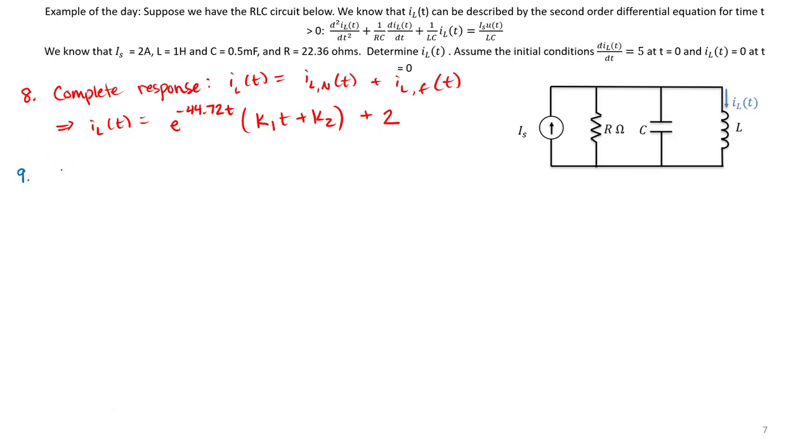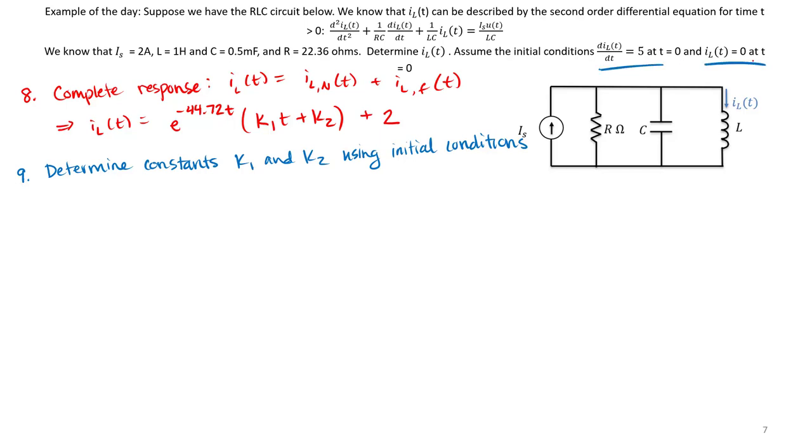And in step 9, we need to determine our constants, k1 and k2. And we can do this using our initial conditions. In this case, remember our initial conditions were given to us. So we can use these two initial conditions to write two equations for k1 and k2.